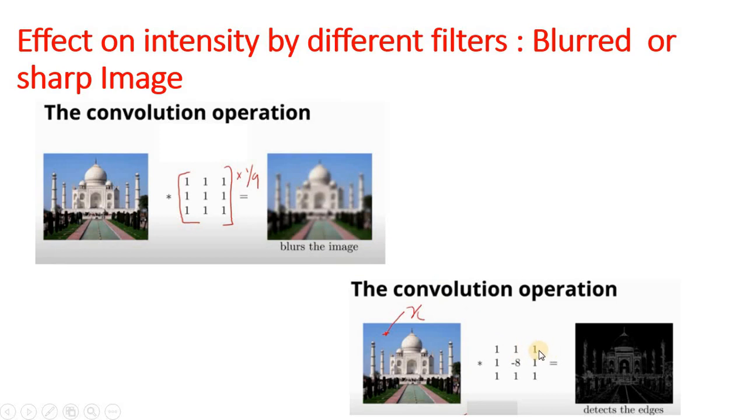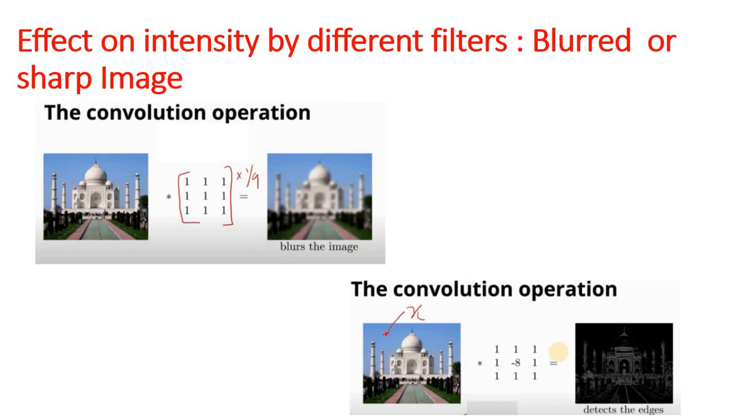Now take the case of a more complicated kernel, which looks like this: 1 1 1, 1 minus 8 1, 1 1 1. If you apply this kind of kernel to this kind of picture, like I explained earlier, you finally come out with a totally black picture where all the sharp edges are detected by putting the kernel. So that means every kernel can be intelligently selected to detect the qualitative behavior of an image.